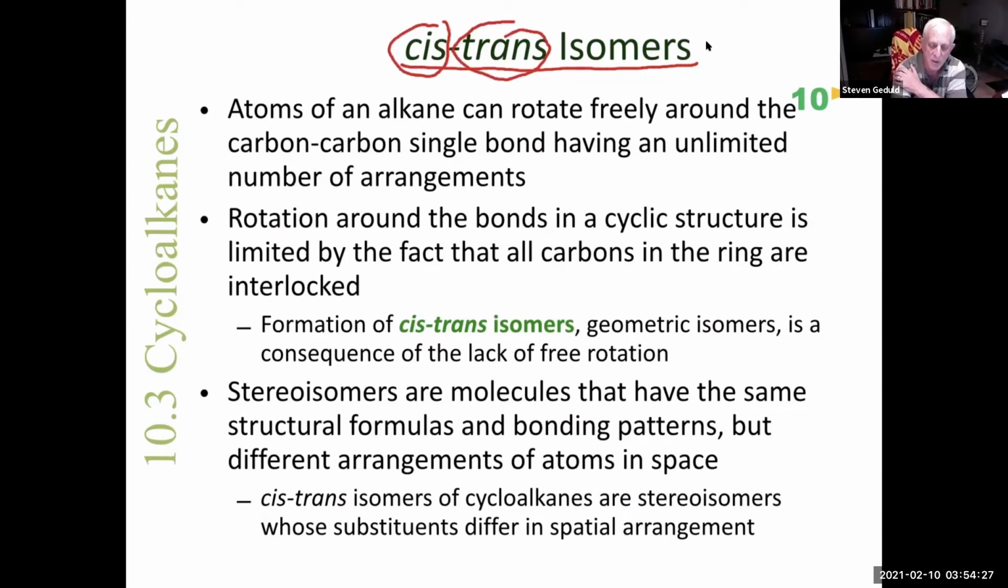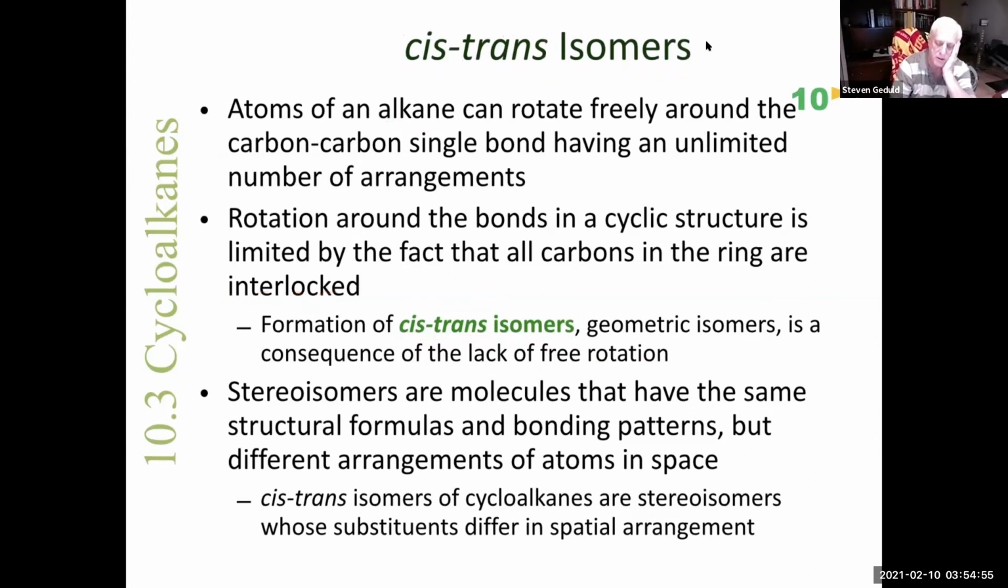So like we said, alkanes can rotate freely around that carbon-carbon single bond. Nothing limits the number of arrangements. It can move freely in 3-dimensional space. Once you lock it in place with a ring structure, now they can't move around anymore. They're locked in place. Okay. So all carbons in the string are interlocked with each other. So we get what's called a formation of cis-trans isomers now. Okay, and that's only due to the lack of free rotation because that space is taken up.